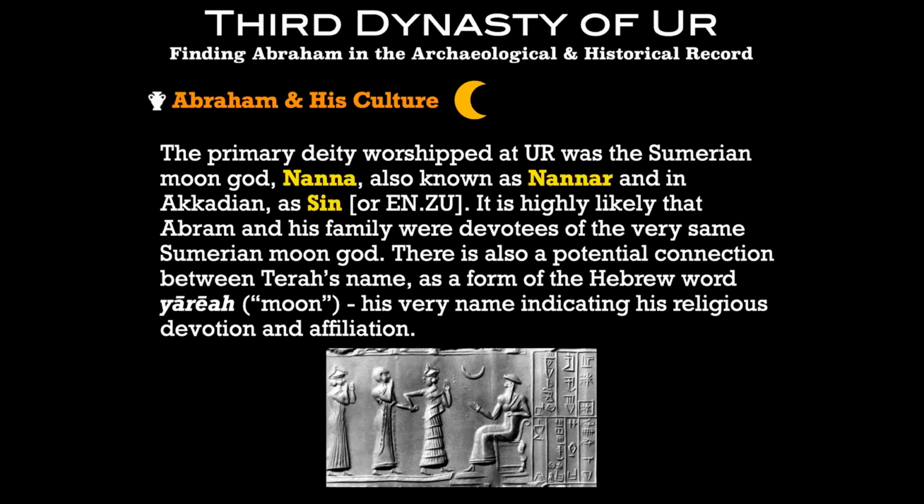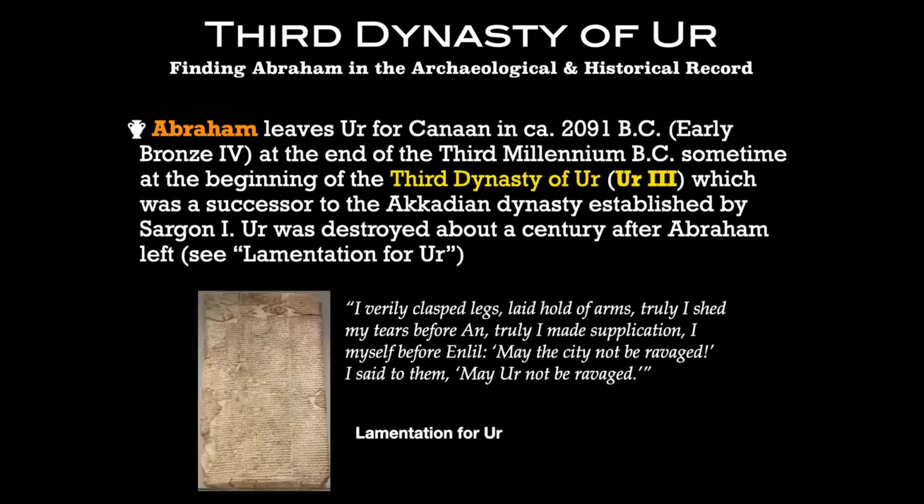God called Abraham out of a pagan culture and called him to himself, and he left Ur of the Chaldees and worshiping other gods to worship God, the one God, Yahweh. So in 2091, he leaves Ur for Canaan. He goes at the end of the 3rd millennium BC, sometime at the beginning of the 3rd dynasty of Ur. And in fact, when this happened, Ur fell, and there is a really good inscription that you can read, the Lamentation over the Destruction of Ur.